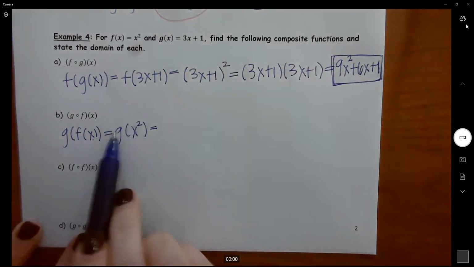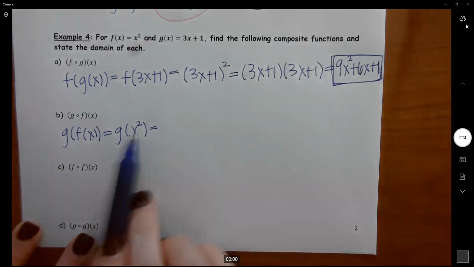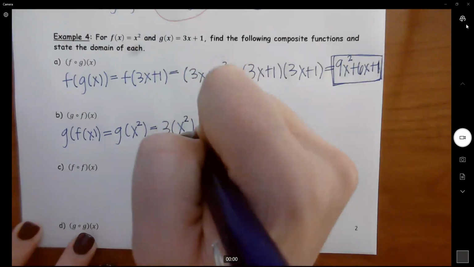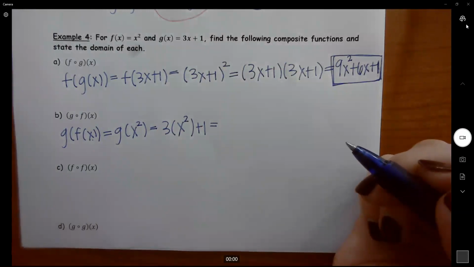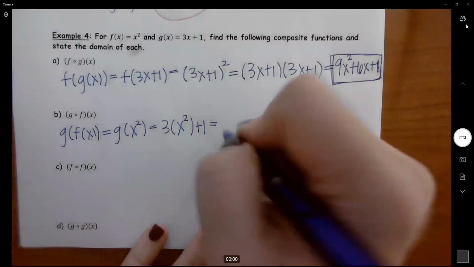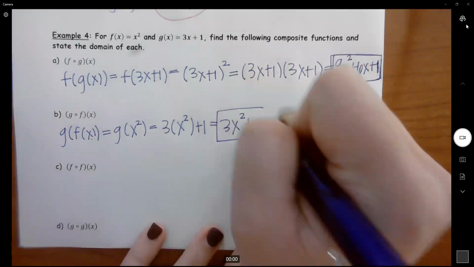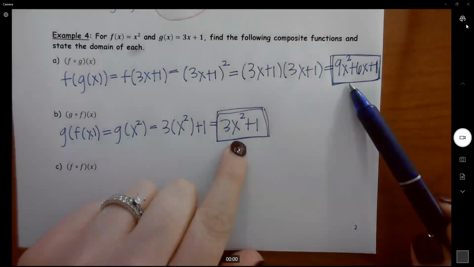And now take your g of x, and everywhere you see an x, which is just this 1, replace it with x squared. So this is 3 times x squared plus 1. The only thing I can really do is just multiply this and get rid of the parentheses. So this is 3x squared plus 1. Again, not the same.